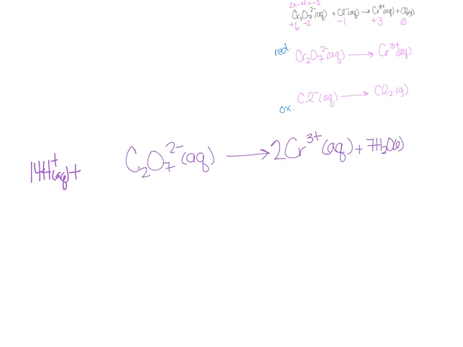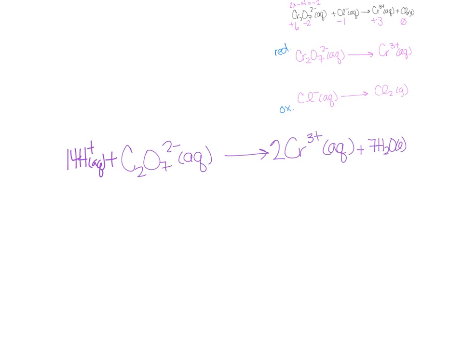All right, now what? Balance the charges by adding electrons. Balance the charges, so I have to count them up. So I have a positive 14, a negative 2 on this side, and then on this side I have 2 times plus 3 plus 0. So I have 12, and this side I have 6. So what am I going to have to do? 6 electrons on the reactant side. So plus 6e minus. Everyone agree?